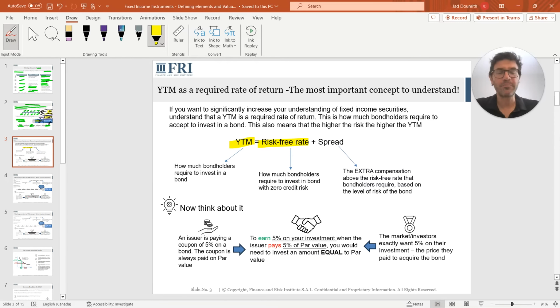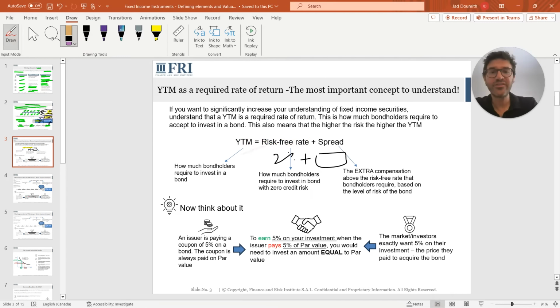But anytime you buy a bond that is not risk-free, i.e. issued by a company, a bank, a government that is not rated very high in its own currency, then you will require, as investors, extra compensation, or else you're being irrational. So imagine you require 2% to accept to buy a risk-free paper, then definitely if you're buying a riskier paper, you need to require more. And this extra compensation is captured by the spread.